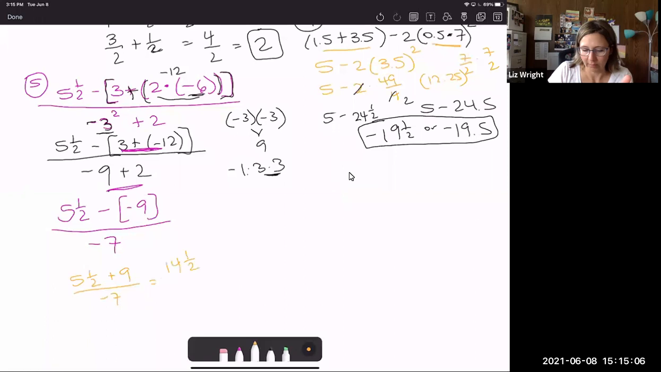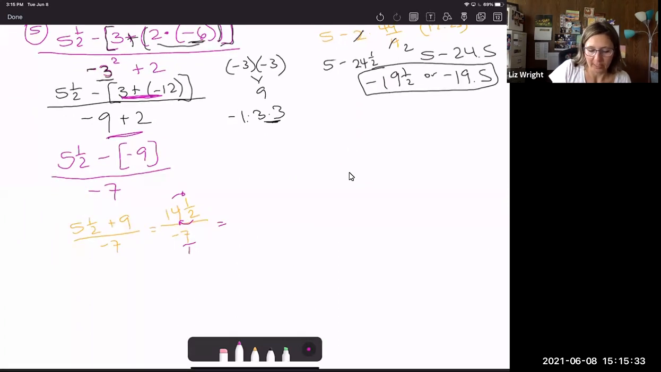14 and 1/2 all over negative 7, but that looks kind of bad. We're not supposed to put a fraction over another fraction. So I'm going to change this into a mixed number. You could also just put this in your calculator. You could do 14.5 divided by negative 7. That's fine. Here's another way to do it. So 14 times 2 is 28, plus 1 is 29. I'm actually just going to keep going down. So we're going to get 29 over 2. We keep, we change, we flip. So we will end up with 29 over negative 14.